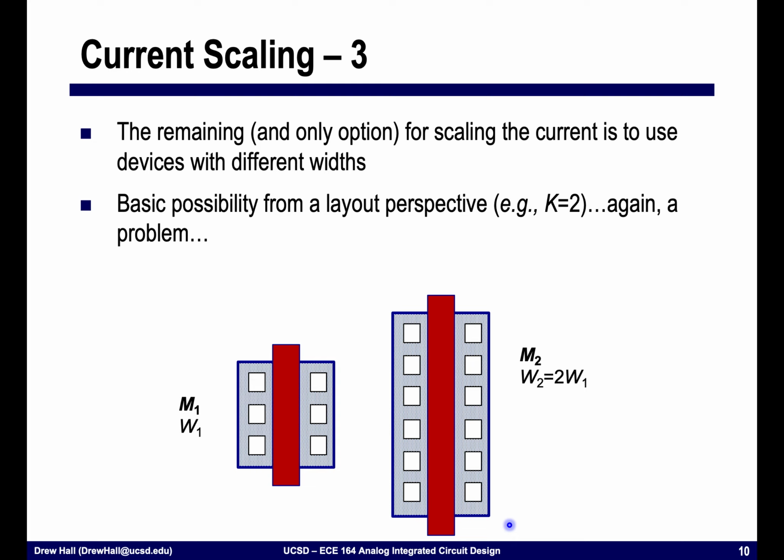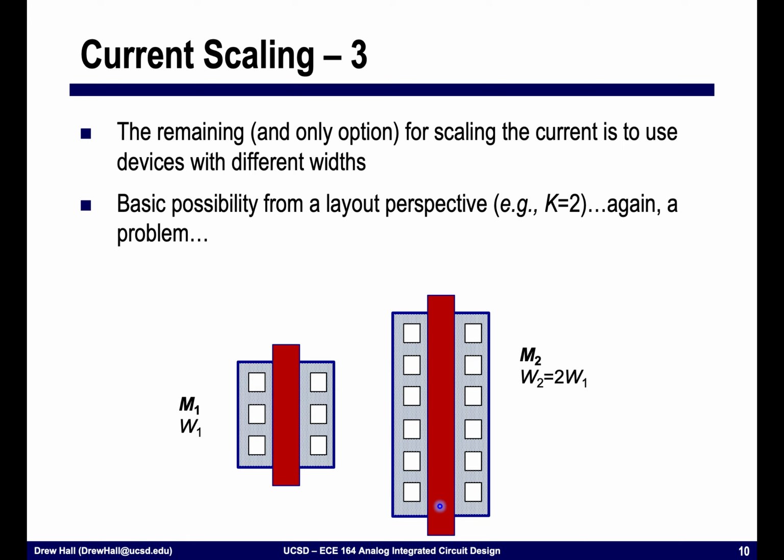And so that leaves really only the width. We can change the width of these two devices in order to scale the current. And here, if we look at this from a layout perspective, let's say that I had transistor 1 and I wanted to make transistor 2, M2, twice as wide. Okay, so now these have the same length for both of the devices, but M1 is, call it, a width of 3, and M2 is a width of 6.